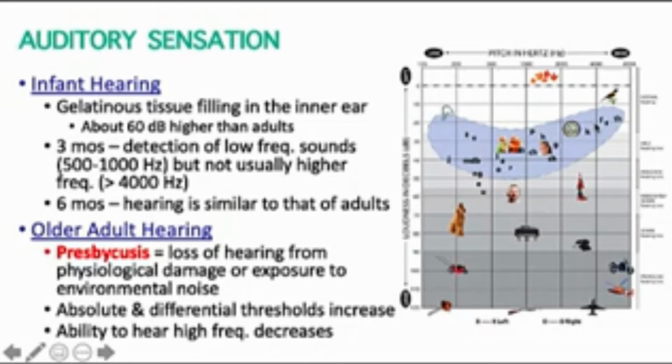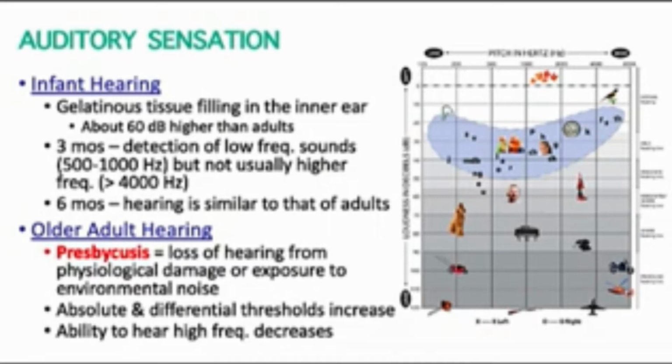Older adult hearing, there are some problems that can happen as you age. We call one of these presbycusis, which is the loss of hearing from physiological damage or exposure to environmental noise, also known as old man hearing. Actually, I think that's the exact translation of presbycusis, but it's just the natural loss of hearing that comes with age. Causes could be physiological damage.